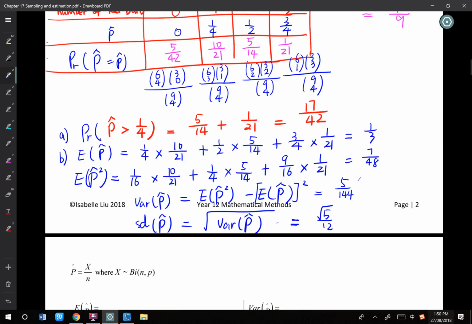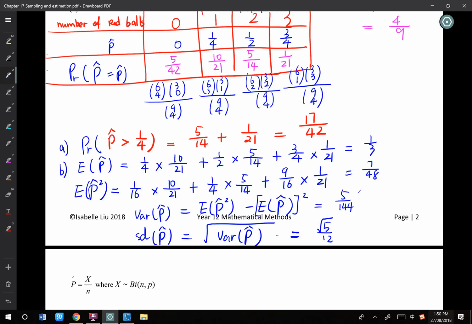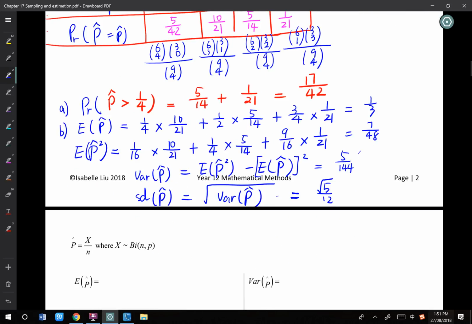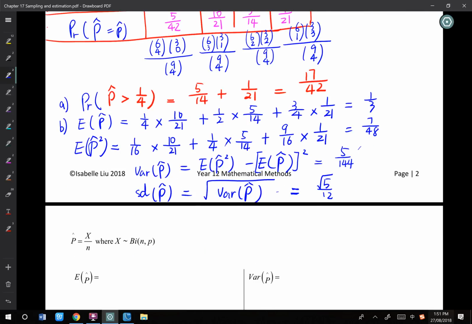So the next one is asking for the probability that your p hat is greater than a quarter. Greater than a quarter does not include a quarter. So what I will have is a half and 3 quarters. I will have 5 over 14 plus 1 over 21, and I got 17 over 42.